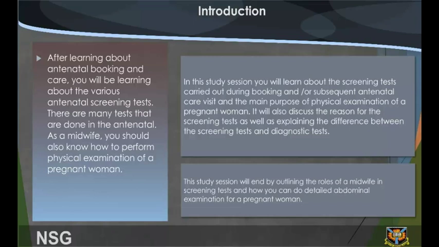In this study session, you will learn about the screening test carried out during booking and/or subsequent antenatal care visits and the main purpose of physical examination of a pregnant woman. It will also discuss the reason for the screening test as well as explaining the difference between the screening test and diagnostic test. This study session will end by outlining the roles of a midwife in screening tests and how you can do detailed abdominal examination for a pregnant woman.